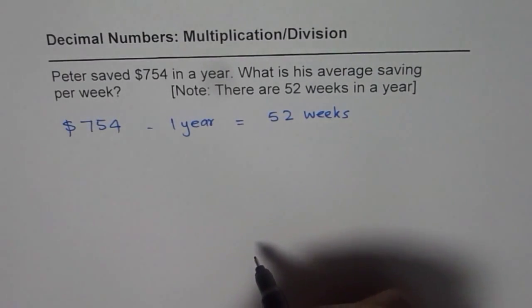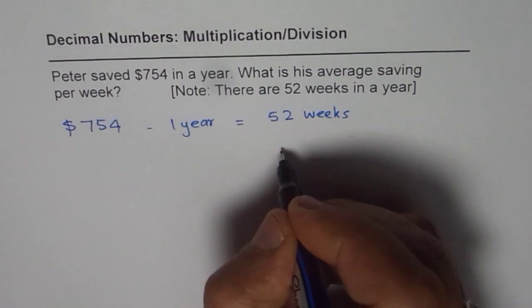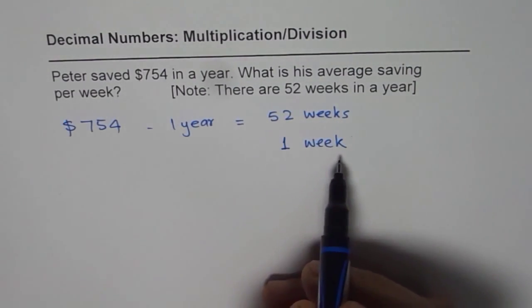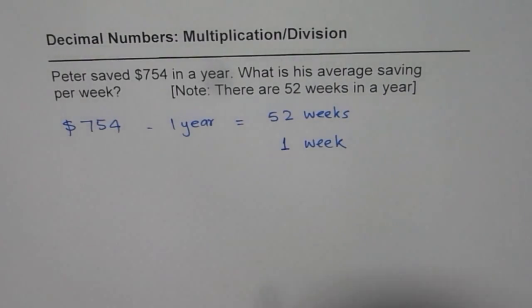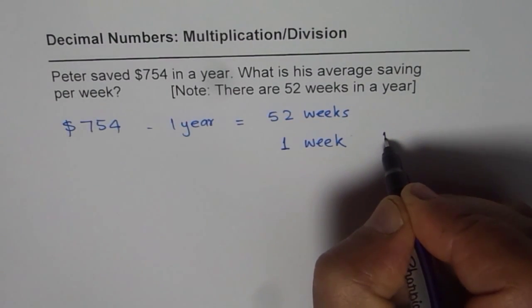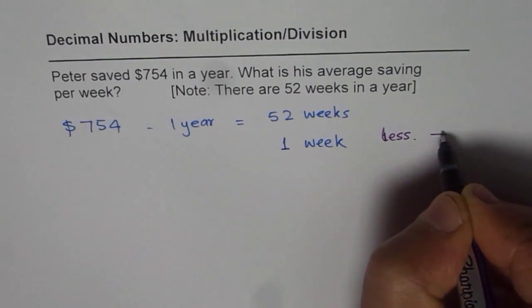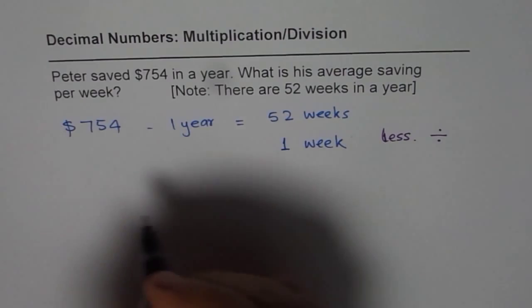What do we need to find? What is his average saving per week? Per week means 1 week. So we have to find saving in just 1 week. It has to be much smaller, correct? So that means the value has to be smaller, right? So we say, well, 1 week means less. So let me write less here. Less means divide. So we get to the point. Less means divide. Okay, so let us divide.